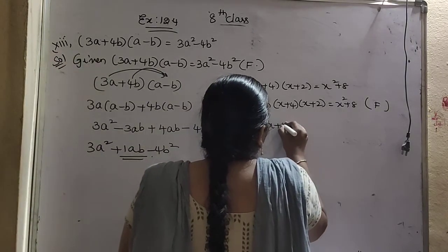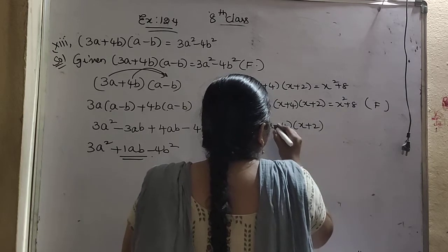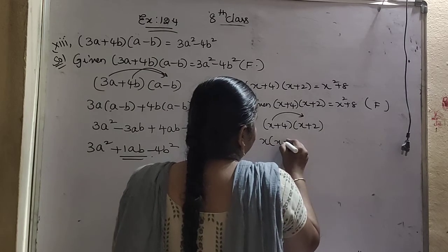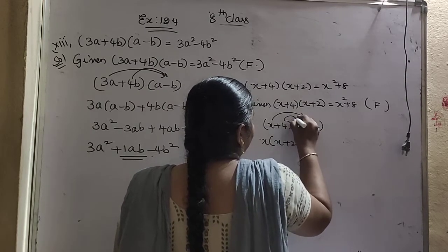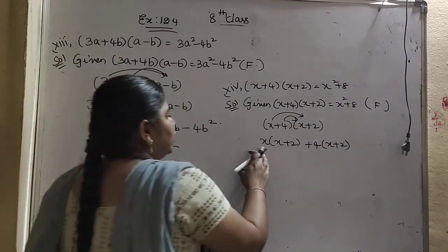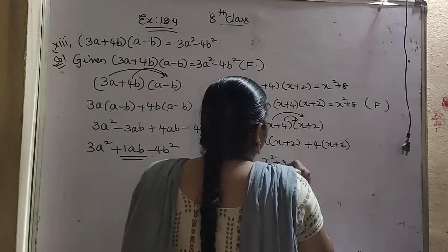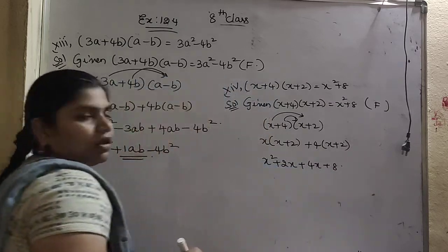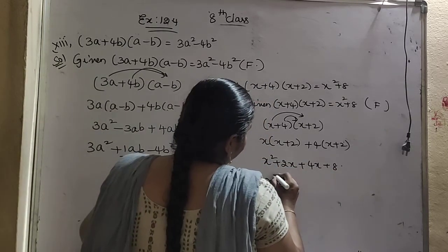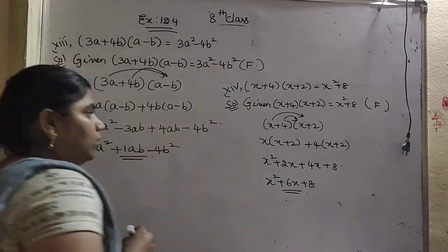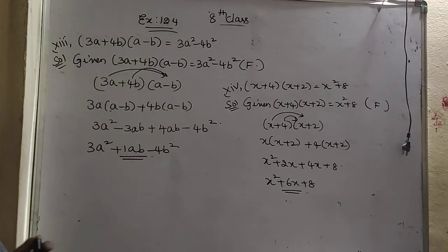So (x + 4)(x + 2). So each and every term we have to multiply with the second term. So with x I am multiplying x(x + 2), plus with 4 also I am multiplying 4(x + 2). Now you can multiply. x into x will be x², plus x into 2 will be 2x, 4 into x will be 4x, 4 2 times will be 8. So now x² + 2 + 4 is 6x + 8. So this is our result without error. So this 14th one we got as x² + 6x + 8.